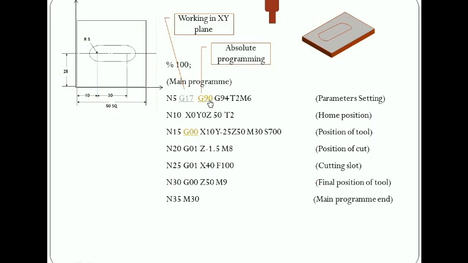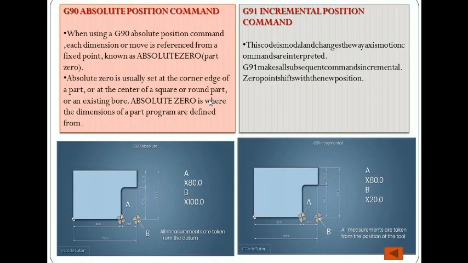There are two ways of representing the dimensions in the part program. One we call absolute programming and another we call incremental. Absolute programming means we measure the dimension with reference to a single origin. Here in this picture you can see the points A and B. A is represented with x80 and B is represented with x100 because both A and B points are measured from the same origin. Now if you consider it in the incremental form, you will find a difference.